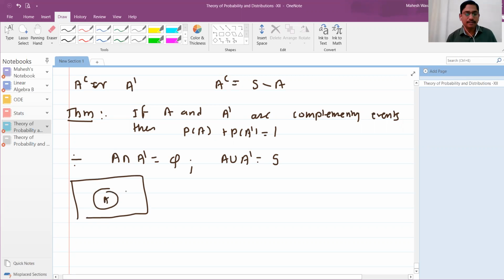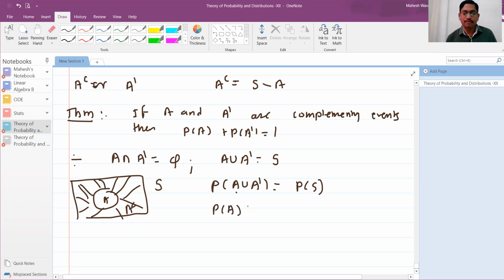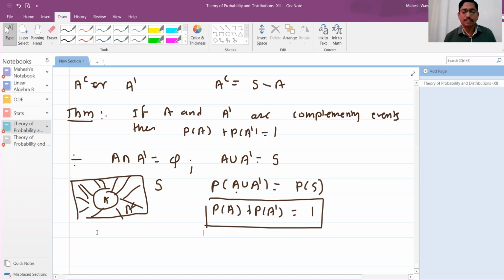In the sample space, if this is A, what is A complement? This will be A complement. So A union A complement forms the sample space. And A and A dash are mutually disjoint events. So probability of A union A dash will be probability of the sample space. Since A and A dash are disjoint, A intersection A dash has probability 0, and probability of the sample space is 1. And from this, you can find probability of A dash, which will be 1 minus probability of A. So this is a simple result.